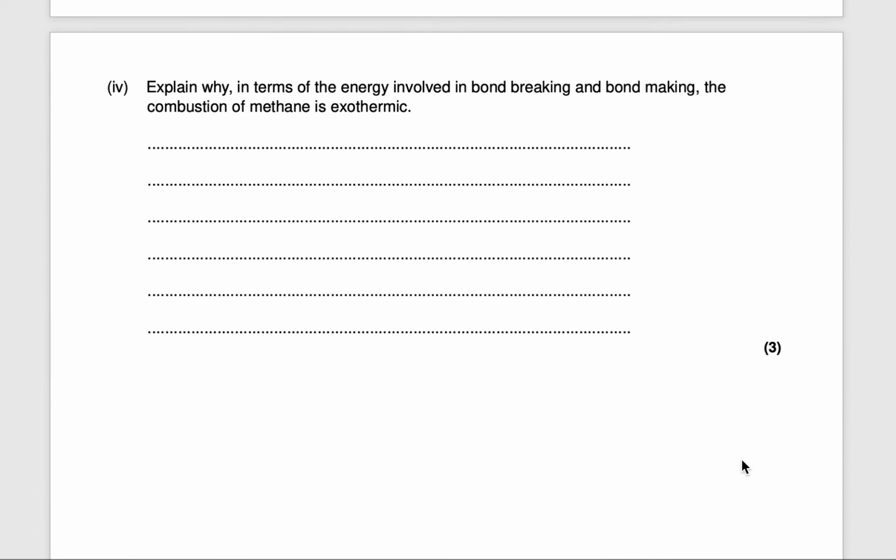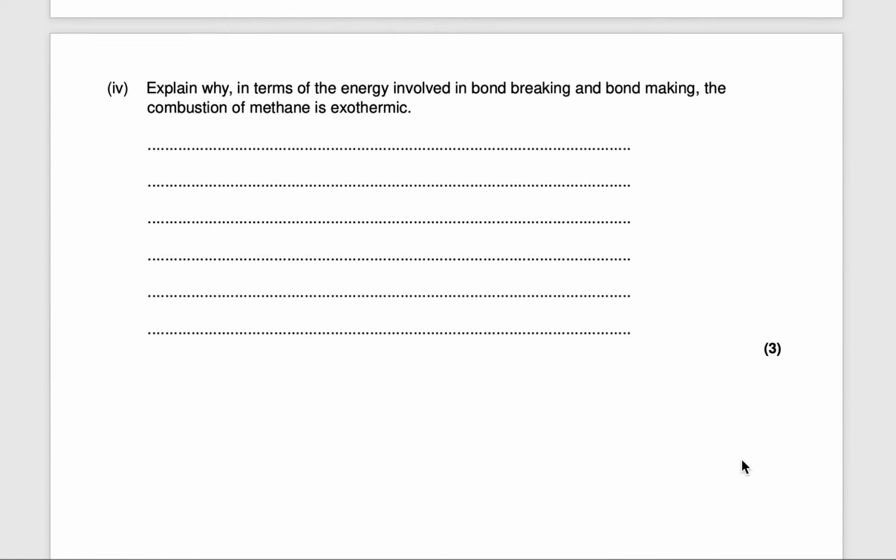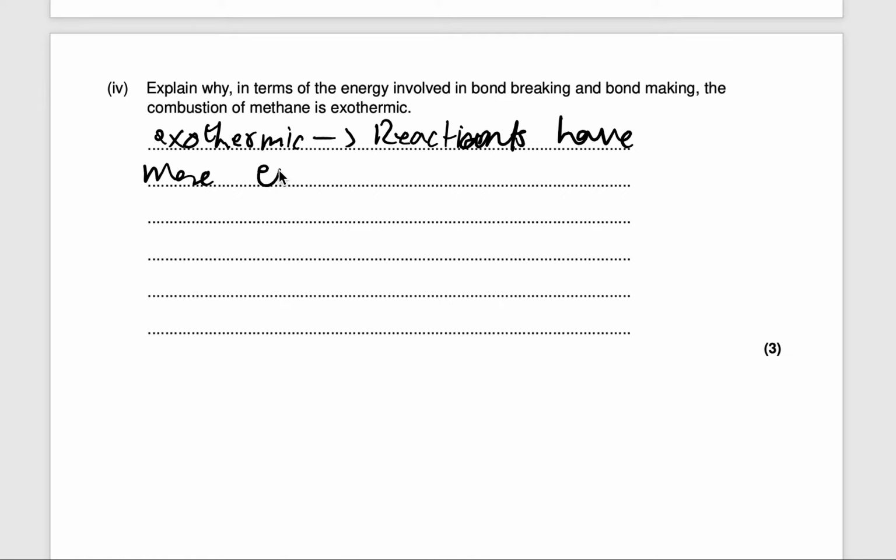Okay, final question now. Explain why, in terms of the energy involved in bond breaking and bond making, the combustion of methane is exothermic. Okay, so how would we do this? So exothermic, we know that the reactants have more energy than the products.